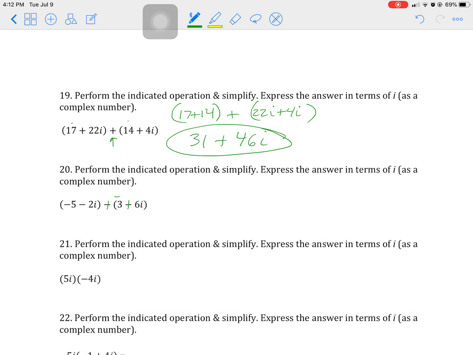So then I can take -5 plus a -3 and get a -8. And a -2i plus a 6i is going to give me a 4i. That is positive, right? Yeah, that was tricky with the signs there. Because I make this positive, which makes that negative, and makes that positive. Yep. Okay.